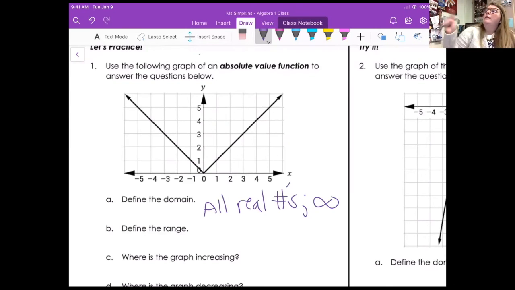Now, domain, we were looking left and right. Range, we're looking up and down. Is this graph going up and down forever? It's going up forever. Is it going to go down forever? Where does it stop? It stops at 0. It stops right here. So we can't say all real numbers because the y values aren't -1, -2, -3, and so on. It's from 0 and everything bigger. So we're going to write that as y is greater than or equal to 0, because all of my y values in the graph are bigger than or equal to 0.